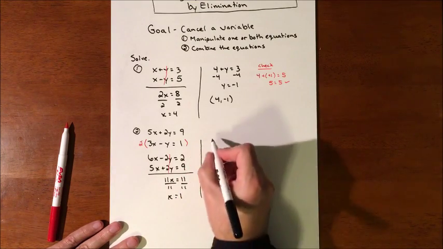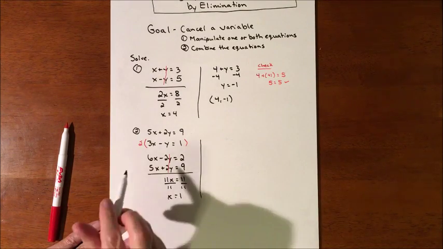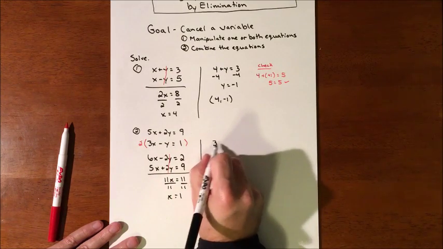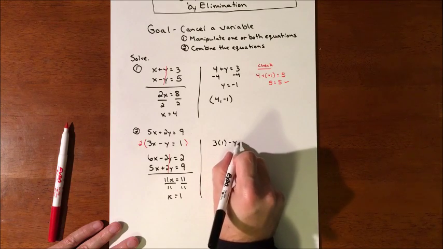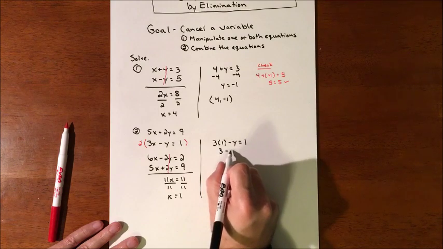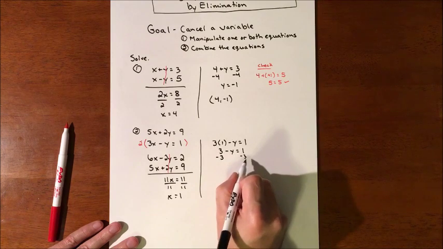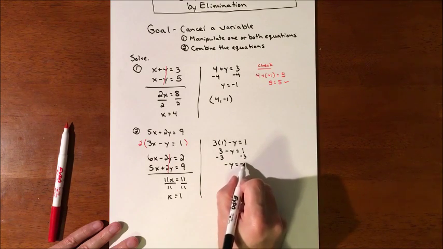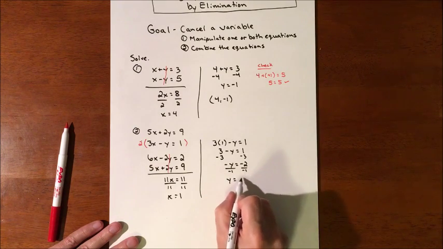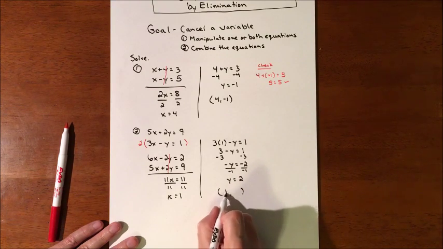So now let's go back, and we'll pick one of the two equations to substitute our x in. Maybe the bottom one, it won't really matter. So 3 times 1 minus y equals 1. Let's try and find out what y is. 3 times 1 is 3, minus y equals 1. Subtract 3 to the other side, so negative y equals negative 2. Divide both sides by negative 1. y equals positive 2. So we believe the answer to be (1, 2).